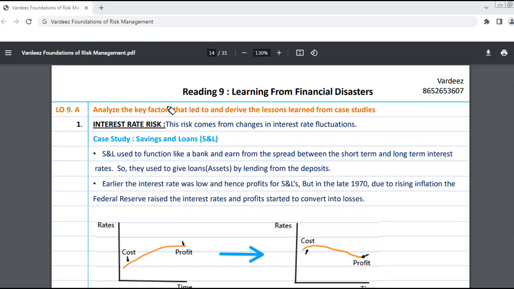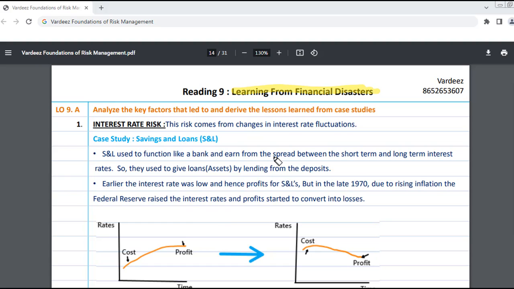Okay, now let's move on to one of the most important and, I would say, very interesting chapters in the entire Foundations of Risk Management, and that is reading number 9, Learning from Financial Disasters. In this particular chapter, we're going to be looking at various case studies that focus on various risk factors, such as interest rate risk. So there's going to be a case study for that.